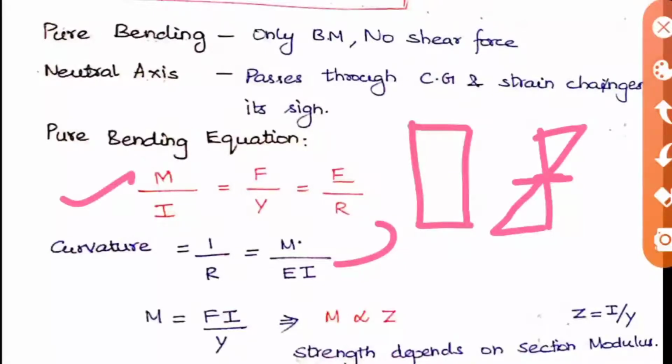What they are telling here is the strength, because the bending moment mainly means the strength of that particular body. So here the strength depends on the section modulus. This is an important outcome of this formula.